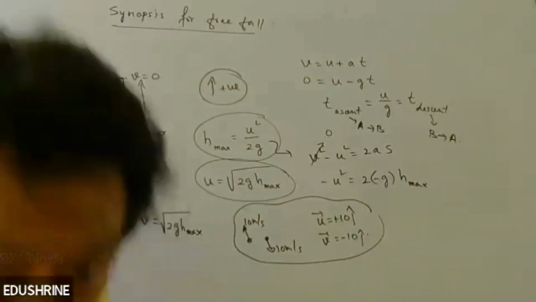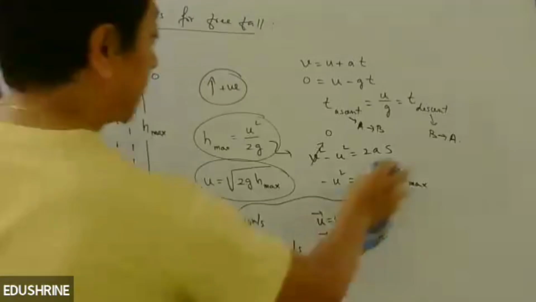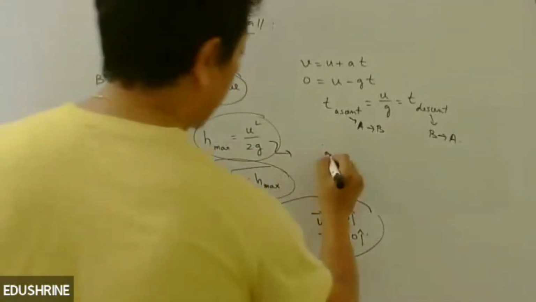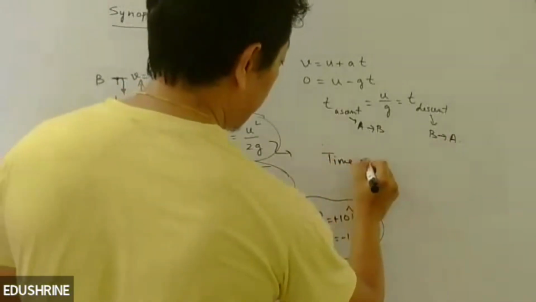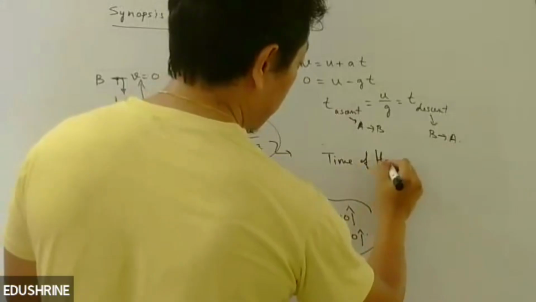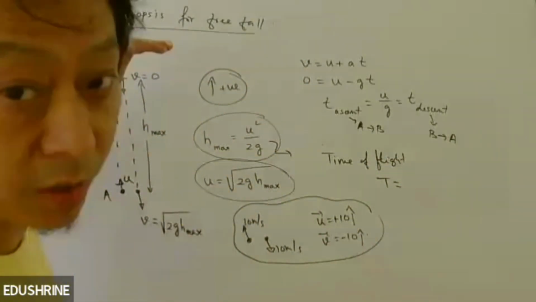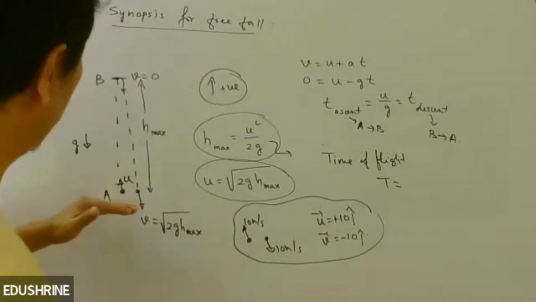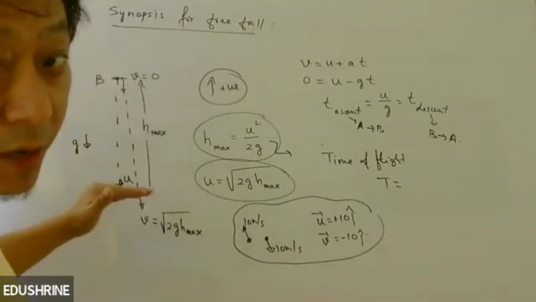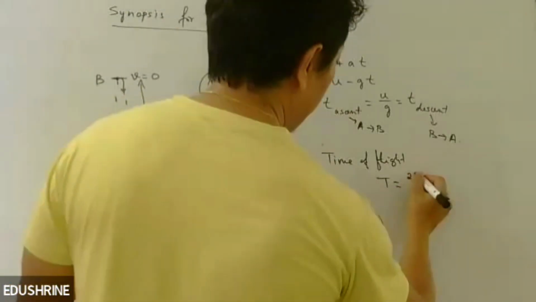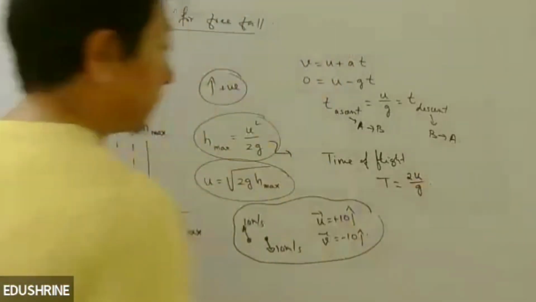So if somebody asks what is the time of flight in vertical motion, what will you say? u by g while going up, u by g while coming down. That will be 2u by g.